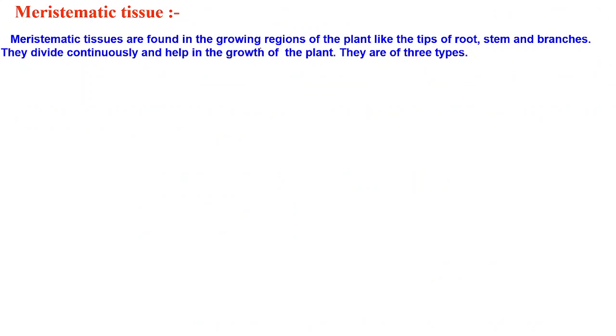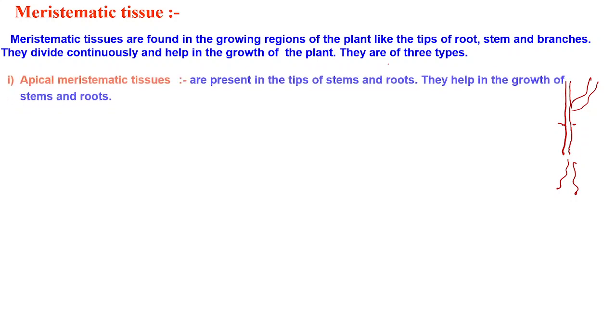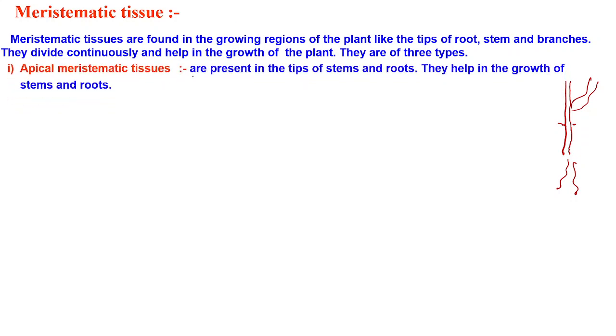These tissues are found in the growing region of a plant, like tips of root, stem, and branches. If you have a plant, these meristematic tissues are only found in those regions where growing occurs, like roots, stem, and branches, from which leaves emerge. They divide continuously and help in the growth of a plant. They are again of three types. They are apical meristematic tissues. They are present in the tips of stems and roots.